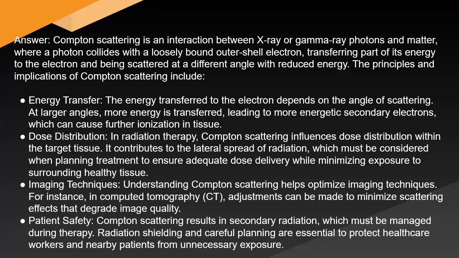The energy transferred to the electron depends on the angle of scattering. At larger angles, more energy is transferred, leading to more energetic secondary electrons, which can cause further ionization in tissue. Dose distribution. In radiation therapy, Compton scattering influences dose distribution within the target tissue. It contributes to the lateral spread of radiation, which must be considered when planning treatment to ensure adequate dose delivery while minimizing exposure to surrounding healthy tissue.